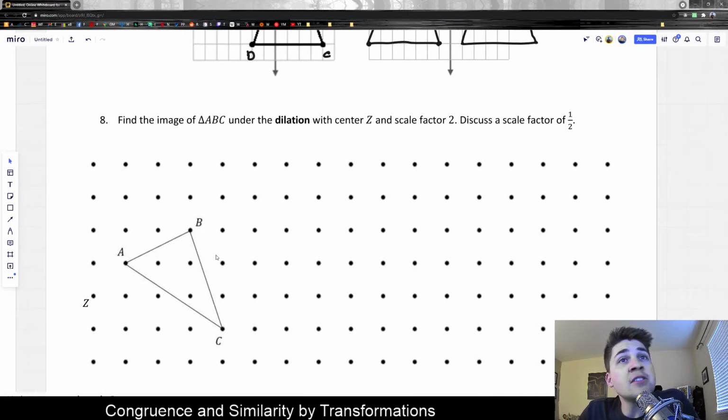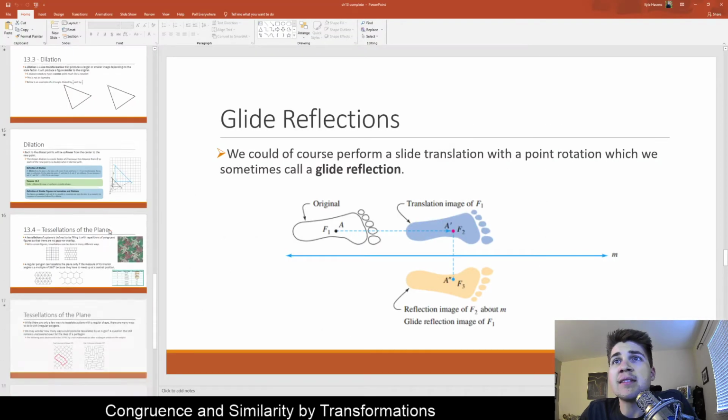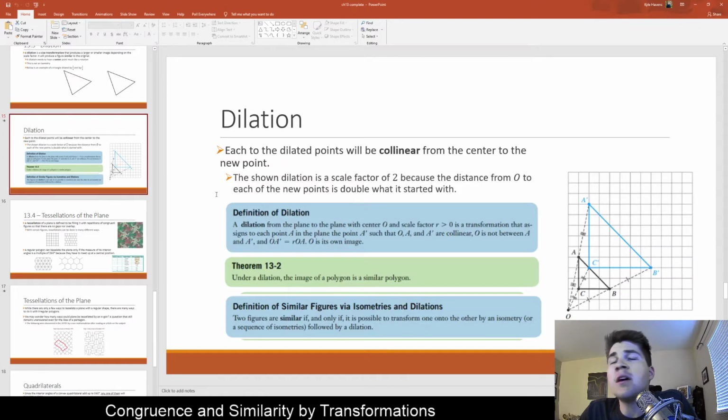But let's look at an example, and I wanted to show you how you can do a dilation using dot paper. And moving back to the slides, it gives us some of the key definitions and ideas that can help us understand how to perform a dilation.